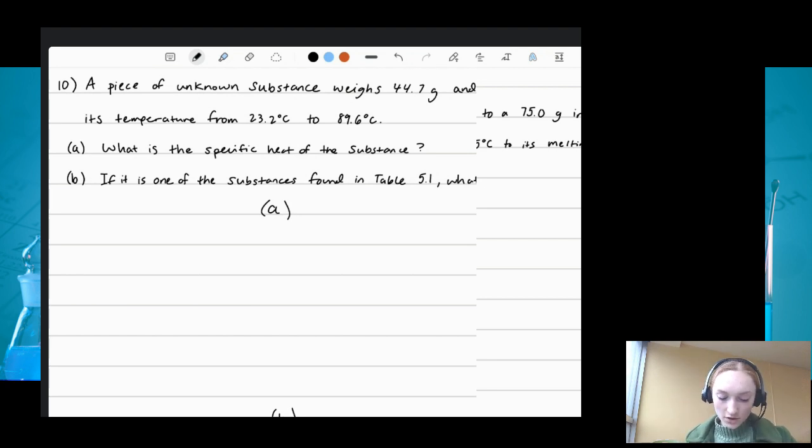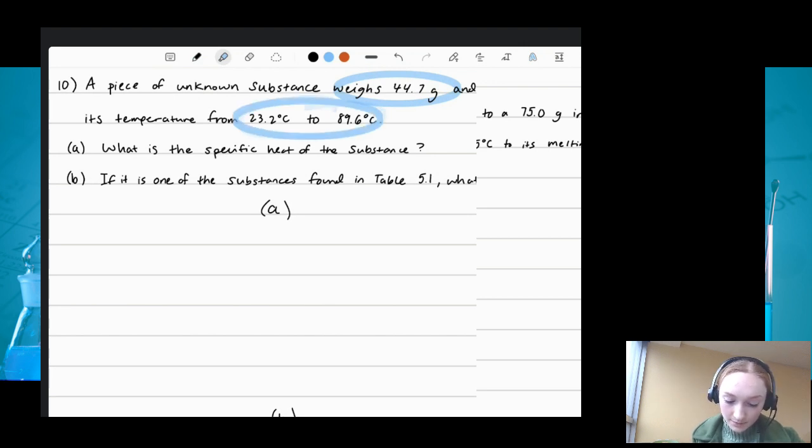Okay, so we're given the weight, so that's M. We're given Q, so we're not solving for Q anymore. And the temperature is increasing from 23.2 to 89.6. So that's our delta T right there. So we're given 3 of the variables in our energy equation, but instead we are solving for the C, the lowercase c, the specific heat.